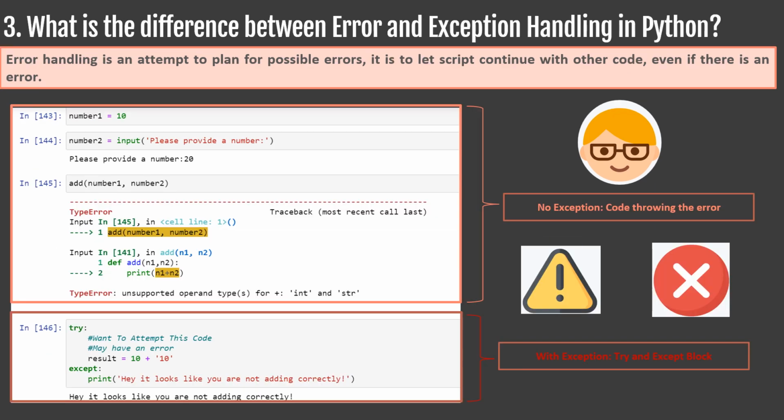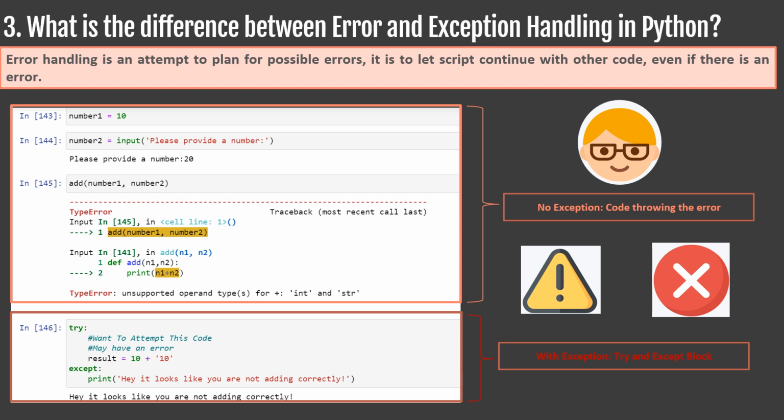Question number 3. What is error and exception handling in Python? When a Python program meets an error, it stops the execution of the rest of the program. An error in Python might be either an error in the syntax of an expression or a Python exception. In the example above, without exception handling, block 1, there is no try and except code. That is, with no exception handling, the code throws an error if it finds an exception.